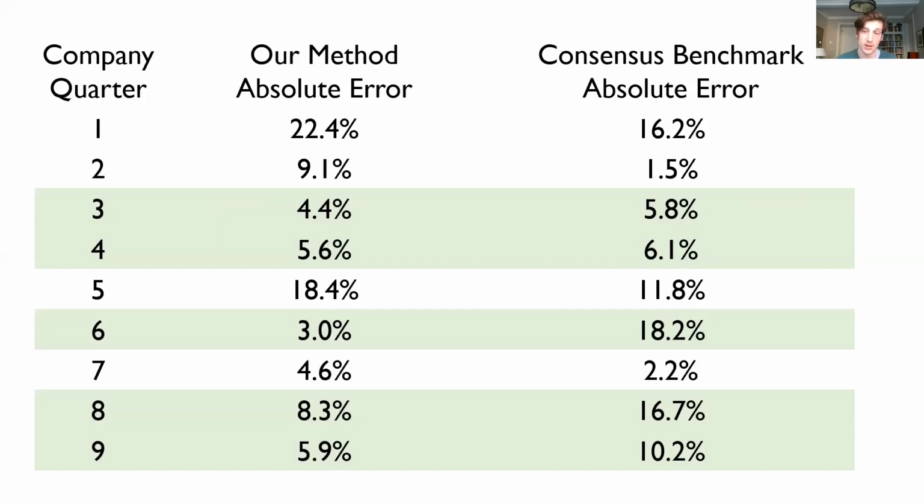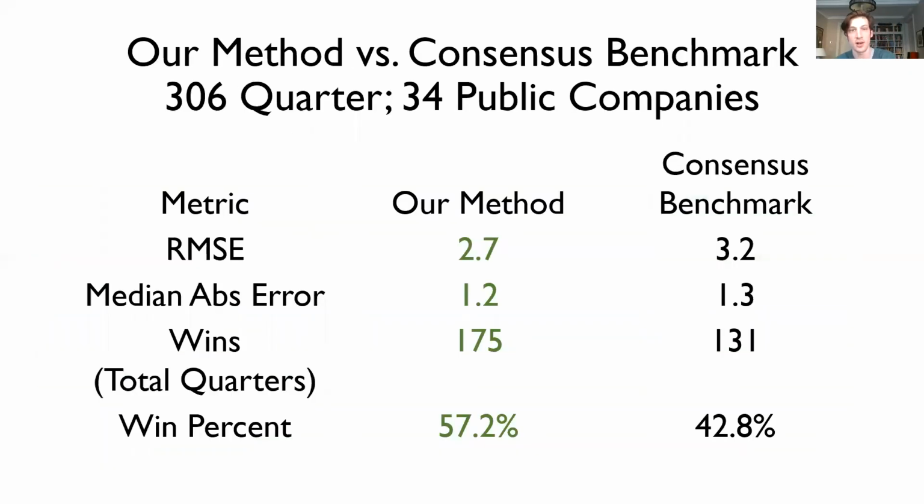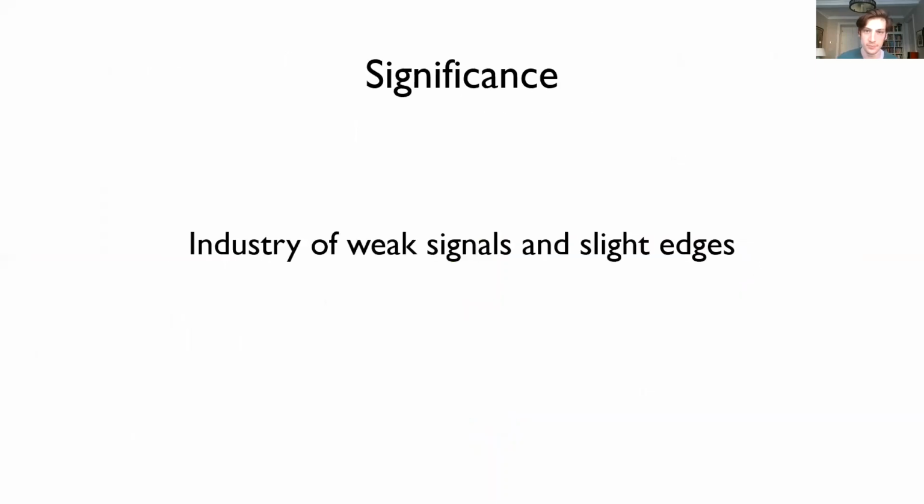And it indicates how hard the forecasting task is. On some quarters, the benchmark has 1.5% error. For this particular company, we outperformed the benchmark on 5 out of 9 quarters and have lower overall % error. And then across 34 public companies and a total of 306 quarters, we beat the benchmark on every metric. So we have lower RMSE, lower absolute error, and on 57.2% of quarters, we are closer to the target than the benchmark. And that's statistically significant.